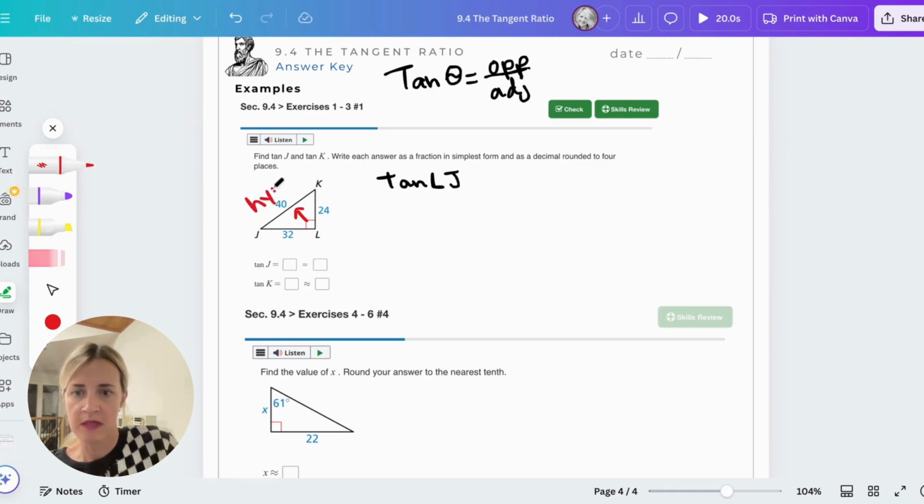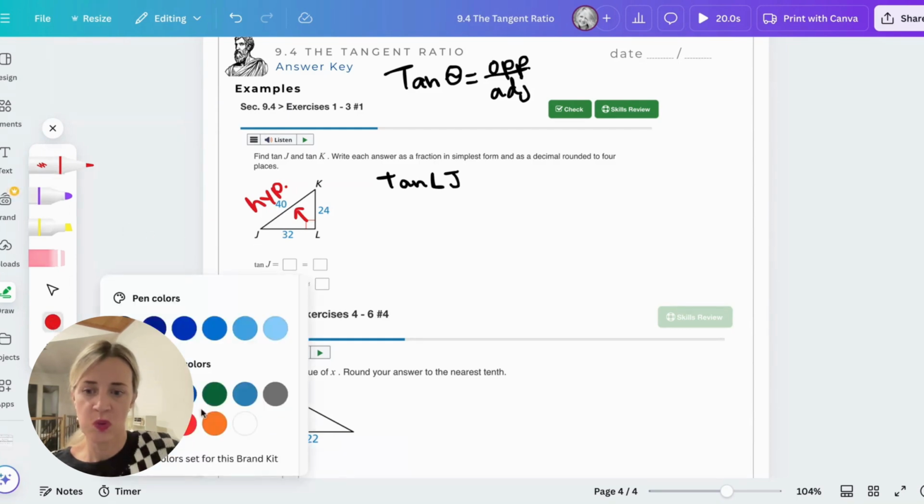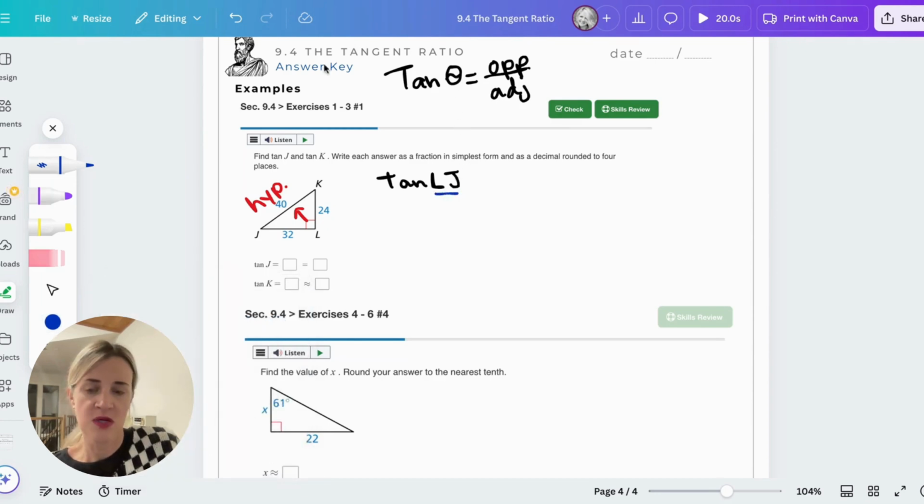That is our hypotenuse, just an abbreviation for hypotenuse there. Then again, to label the opposite and adjacent, it is based off of where your binoculars are, where the theta is. So in this case, it wanted us to find the tangent of angle J. So that's our theta. Okay, so at angle J right here, that's where we're going to put our eyeballs. That's where our theta, that's where our binoculars are.